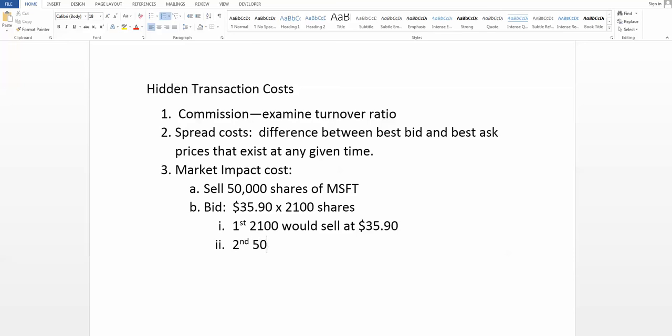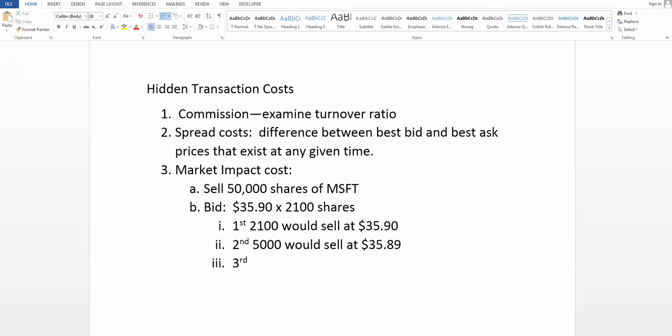So once I've executed this transaction, that's the best deal out there, so I go down to the next best deal that exists. Maybe there's a second dealer who's willing to purchase 5,000 shares from me, and I would be able to sell them to that dealer at a slightly lower price, let's say $35.89. But I now have only sold 7,100 shares altogether. I still have a lot more shares that I need to sell.